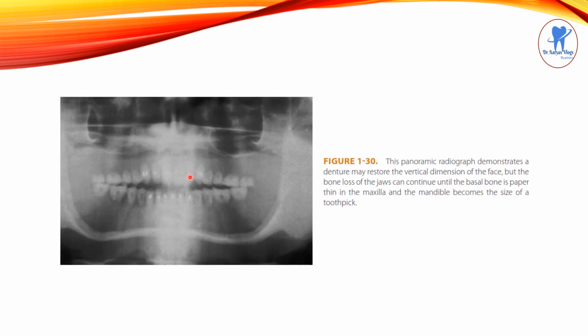Here the panoramic radiograph demonstrates a denture. It may restore the vertical dimension of the face, but bone loss can continue until the basal bone is paper thin in the maxilla and the mandible becomes the size of a toothpick. Okay.